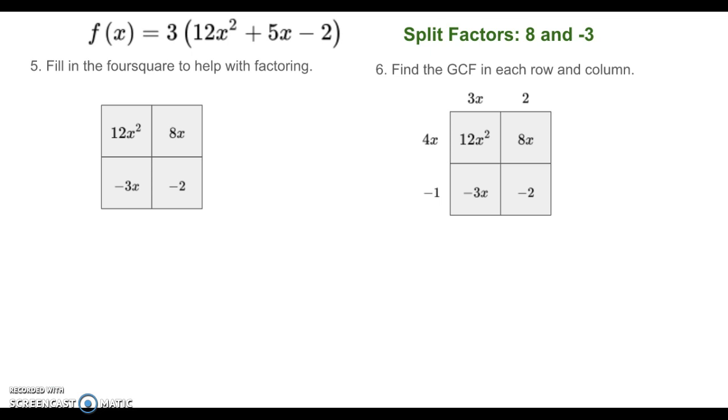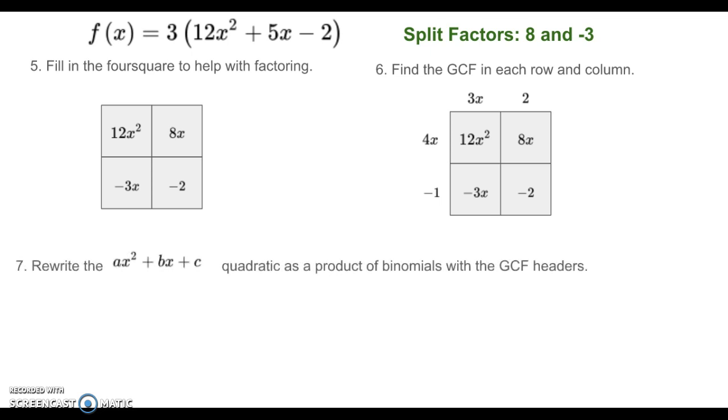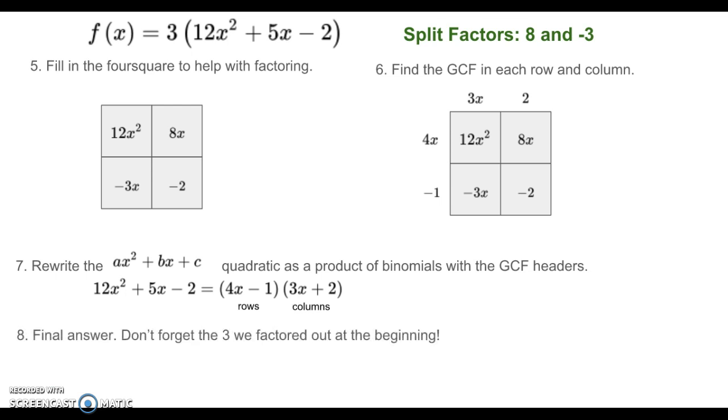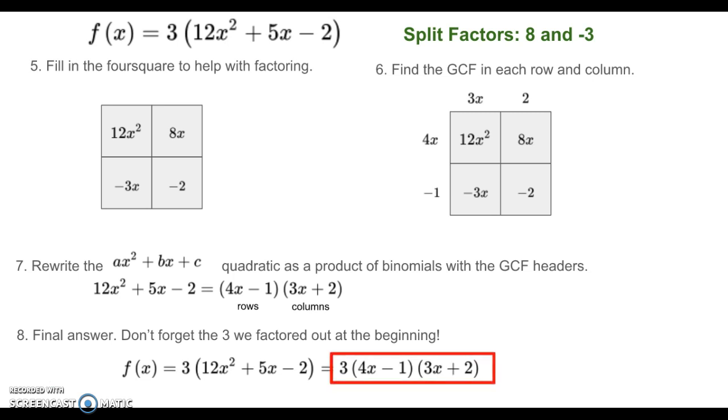And the best part is, we have done all the hard work now. Now we just get to take our headers and put them together as our factored form. So we rewrite the quadratic as a product of binomials with the greatest common factor headers. Just simply take the 4x and the negative 1 from the rows, and there it's your first binomial. Take the 3x and the 2 from the column headers, and you get your second binomial. Now, that is factoring 12x squared plus 5x minus 2. But we need to remember, we already factored out a 3 at the beginning. So our final answer here, the completely final factored form, is the 3 we took out at the beginning times the product of binomials, 4x minus 1 and 3x plus 2. And that right there is our completely final factored form of this quadratic.